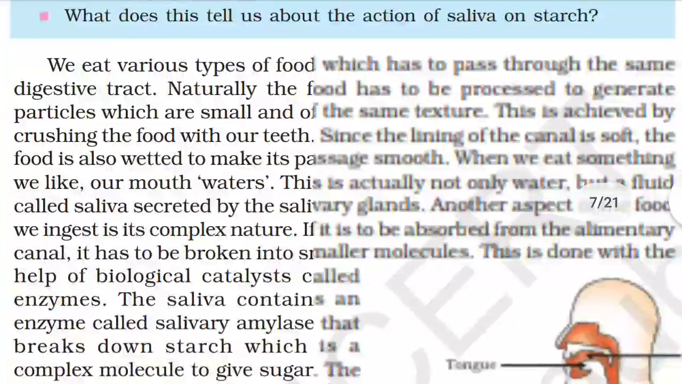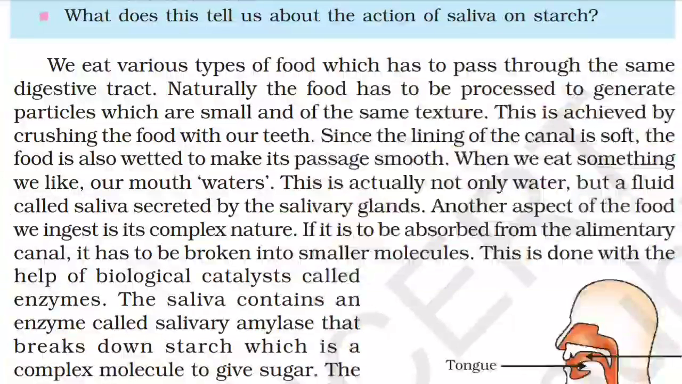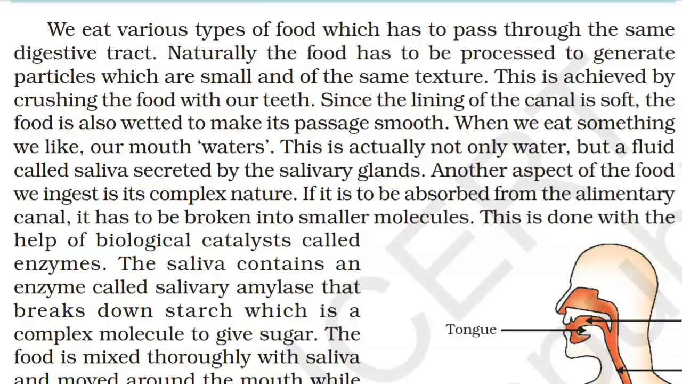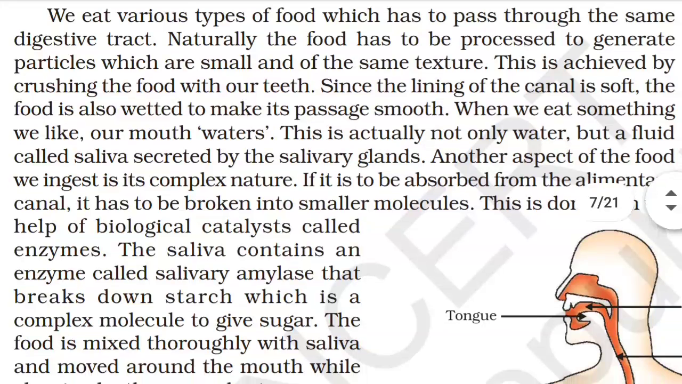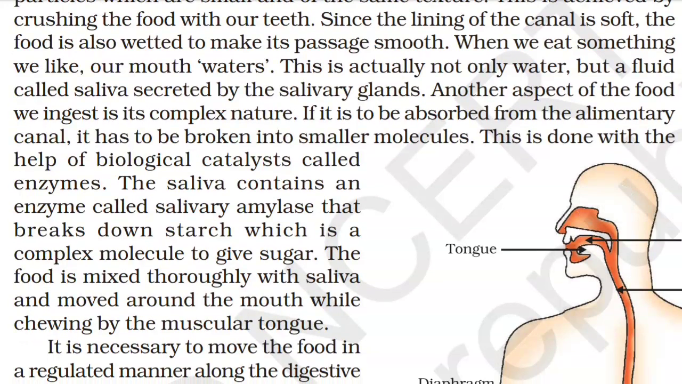We eat various types of food which has to pass through the same digestive tract. Naturally, the food has to be processed to generate particles which are small and of the same texture. This is achieved by crushing the food with our teeth. Since the lining of the canal is soft, the food is also wetted to make its passage smooth. When we eat something we like, our mouth waters. This is actually not only water but a fluid called saliva secreted by the salivary glands.